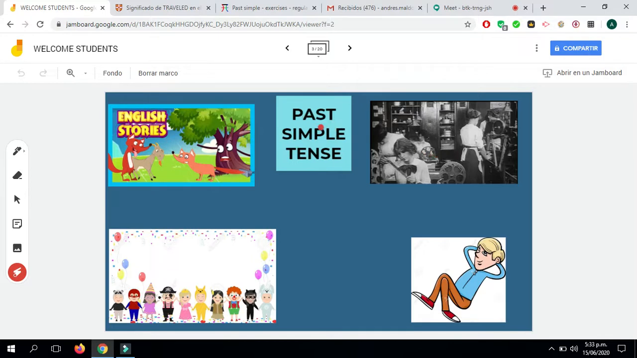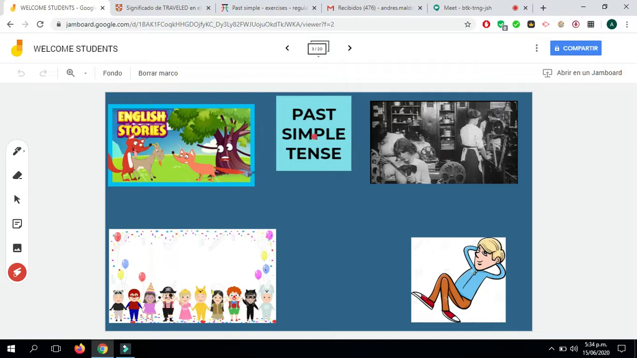So we use the past simple tense to talk about English stories, to tell an English story in the past, to talk about an event, for example, a party, a Halloween party that happened in the past, to talk about our feelings or thoughts that maybe we had when we were a little boy, so to talk about thoughts that we had in the past, okay? And of course, to talk about history. We use the past simple tense to talk about history, important events that happened in the past and really famous.